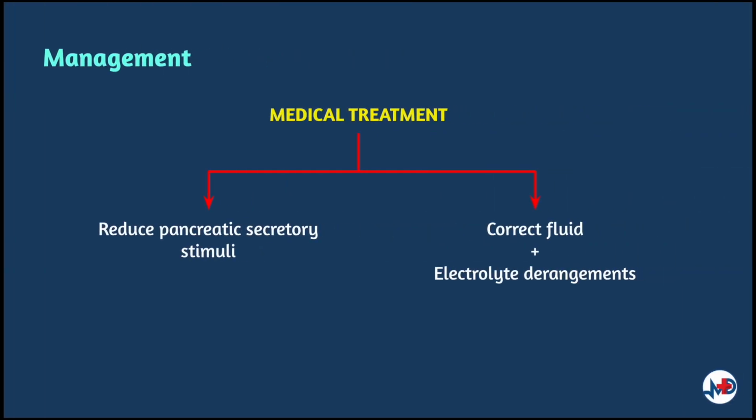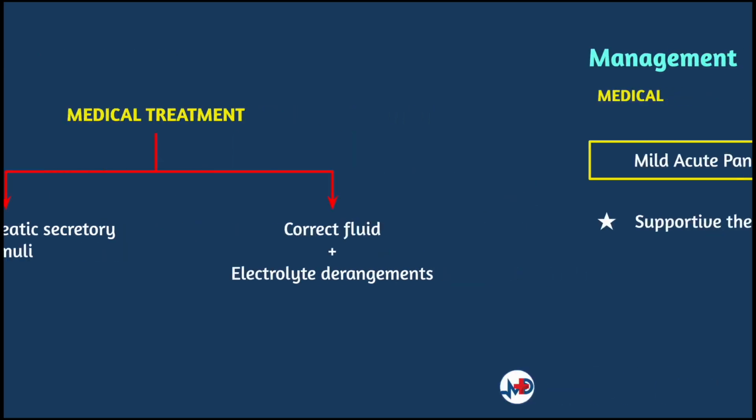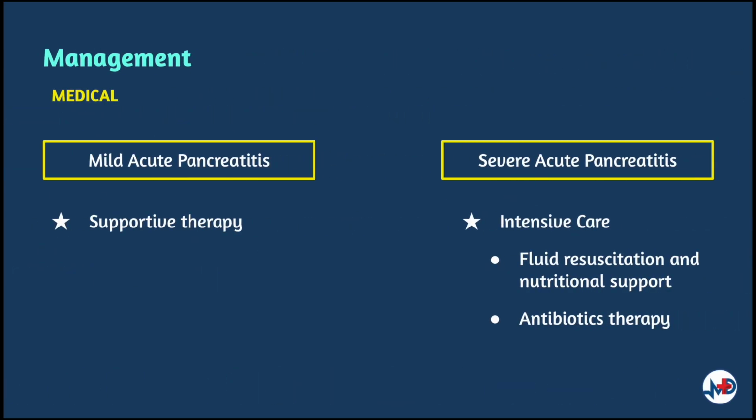The goals of medical therapy in acute pancreatitis are to reduce pancreatic secretory stimuli as well as to correct fluid and electrolyte derangements. Management depends largely on the severity. Medical treatment for mild acute pancreatitis is relatively straightforward. Treatment of severe acute pancreatitis involves intensive care. Surgical intervention, which can be open or minimally invasive, is indicated in selected cases.